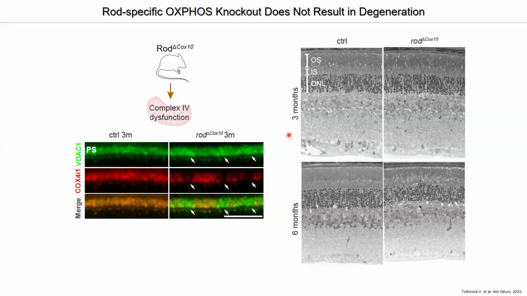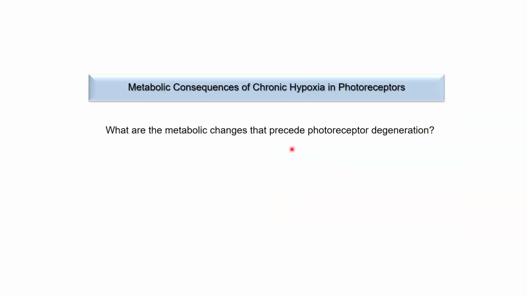So then, this is where my PhD started. So then the question is, what are the metabolic changes that actually precede photoreceptor degeneration, and why does the response to hypoxia kill?